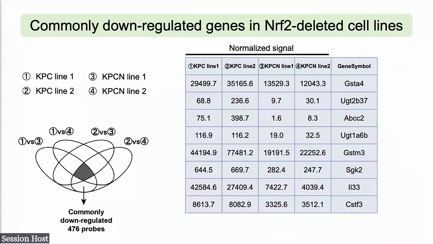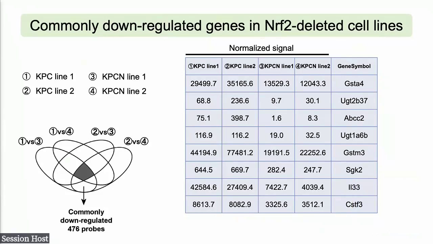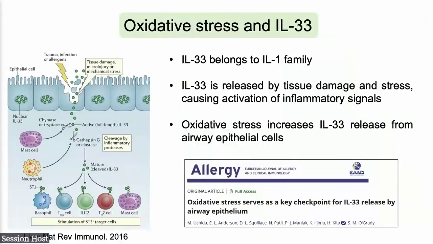And to further explore downstream genes affected by NRF2 deletion, we performed microarray. Glutathione S-transferase family genes, ABC transporters, and UGT glucuronosyltransferases were found to be downregulated. In addition to these genes, IL-33 was also downregulated. IL-33 belongs to the IL-1 family, and IL-33 is released by tissue damage and stress, causing activation of inflammatory signals. And recently, oxidative stress was shown to increase IL-33 release from airway epithelial cells.